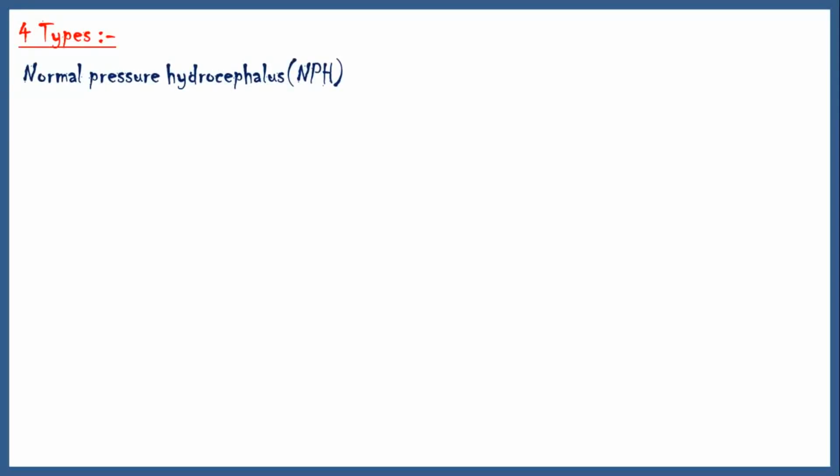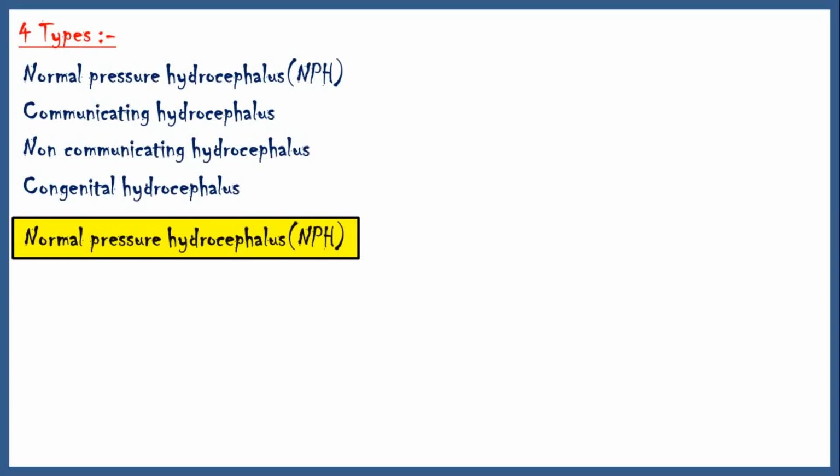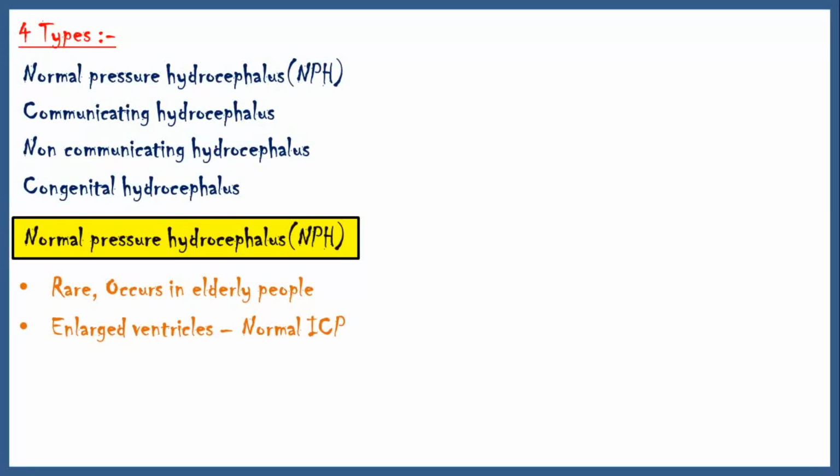There are 4 types of hydrocephalus. They are normal pressure hydrocephalus, communicating hydrocephalus, non-communicating hydrocephalus, and congenital hydrocephalus. First, let's discuss NPH. It is a rare condition which occurs in elderly people. Ventricles get enlarged, but they have a normal intracranial pressure. No papilledema. Sometimes, intracranial pressure increases at night.